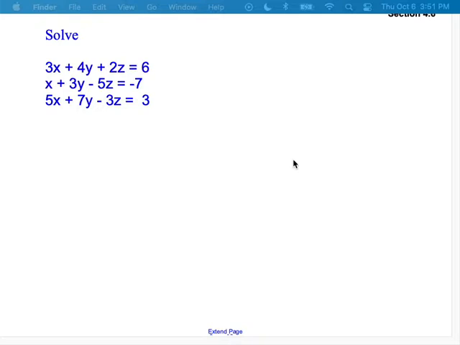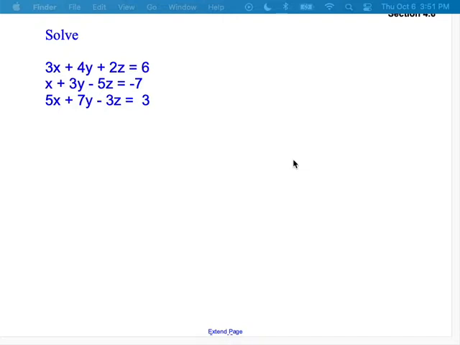So the goal here is we're trying to find the value of x, y, and z that satisfy all three of these equations simultaneously. And what we're going to do is use the elimination method to do so, but we have to do it in parts. So what we have to do is choose a variable to eliminate, either the x, the y, or the z. And we're going to eliminate that variable from two of the given equations, and then eliminate that same variable from another pair of equations from the original.